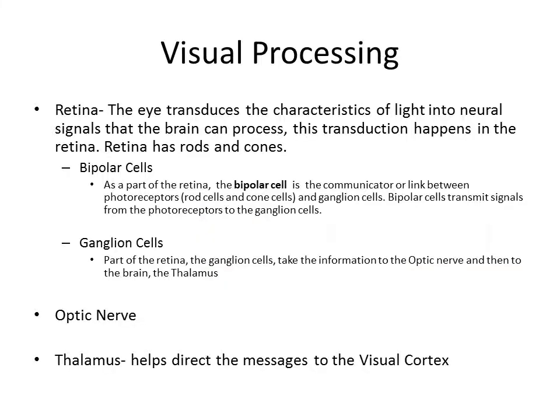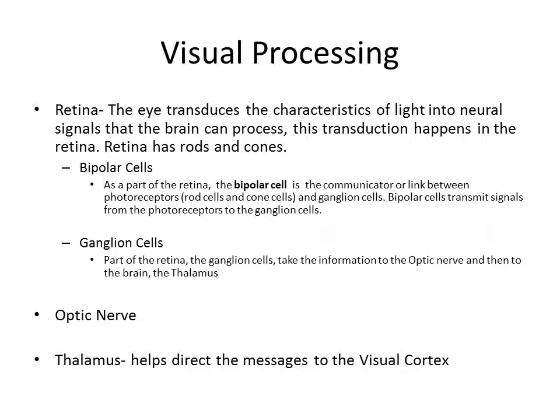Okay, the eye transduces the characteristics of light into neural signals that the brain can process. This transduction happens in the retina. In other words, transduction is taking place in the retina. Transduction is when it changes from light into a chemical or a neural impulse. The retina has rods and cones. A recap from the last presentation: rods allow us to see black and white, and they're in our peripheral. Cones allow us to see color.